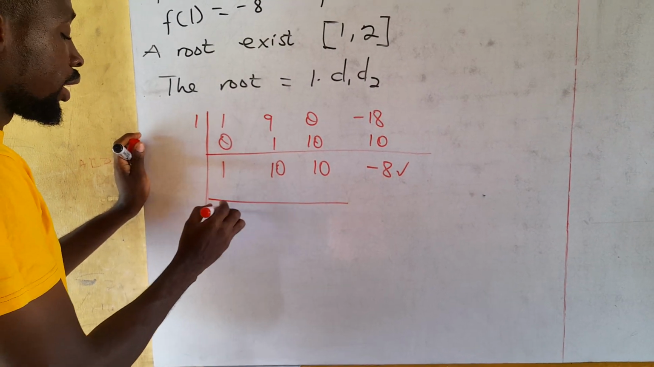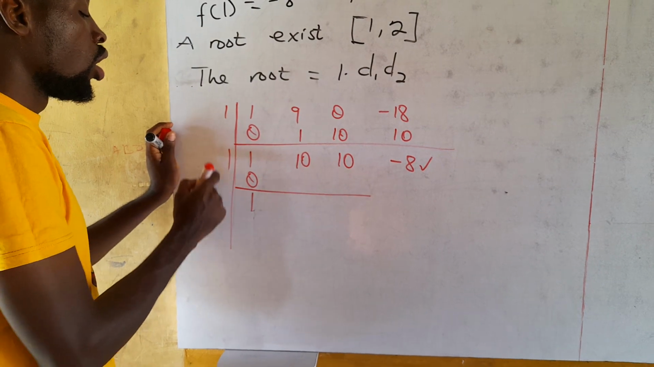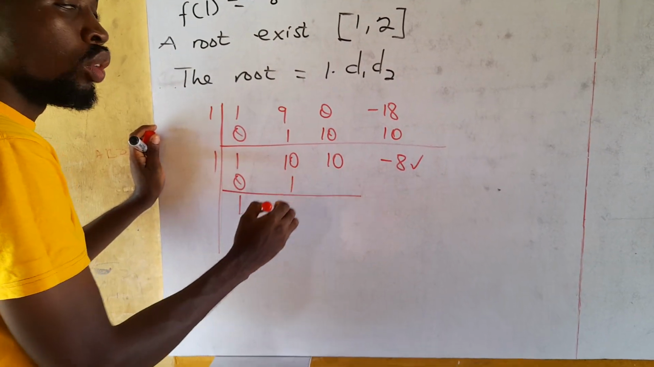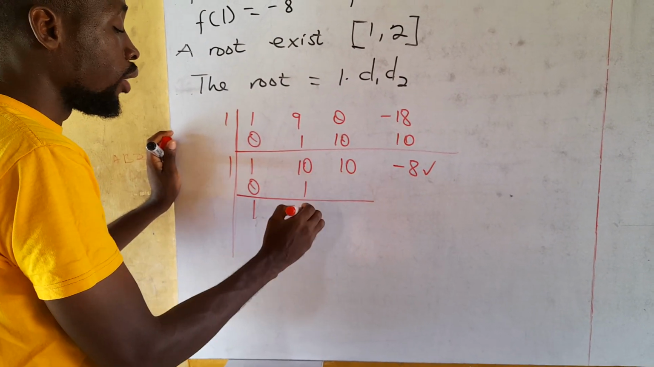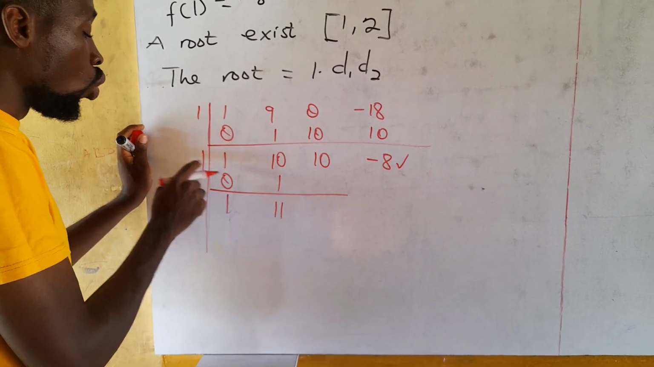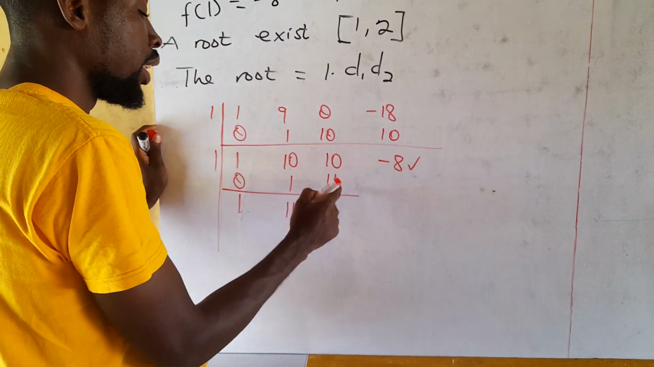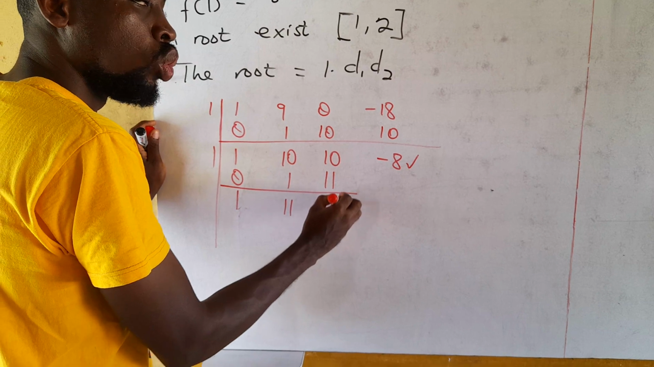So 1 plus nothing, it will be 1. We put 0 here. 1 times this 1 will give us 1. We write it here. 10 plus 1 will be 11. 1 times 11 will be 11. 10 plus 11 will give us 21.